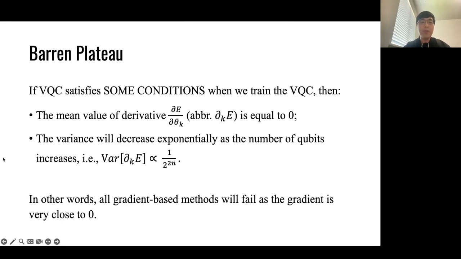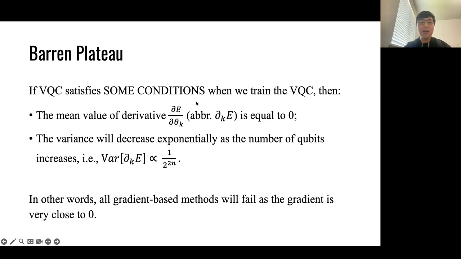Now the Barren Plateau issues. Here is how the paper describes them. If a VQC satisfies some conditions, which in this presentation we will simplify, so we just skip some details. If you're interested, you can go through the paper to see what conditions will cause the Barren Plateau issues.